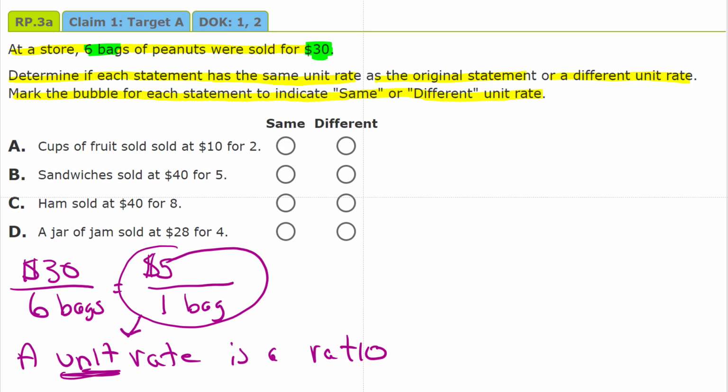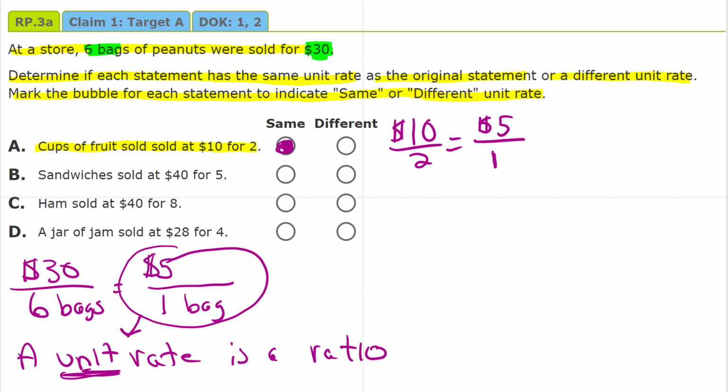So now we're going to go ahead and do A. A reads cups of fruit sold at $10 for 2. So we have $10 for 2, but we want a unit rate. That means we want a 1 on the bottom. And when we do this math, we know that unit rate is 5. So this one's going to be the same.